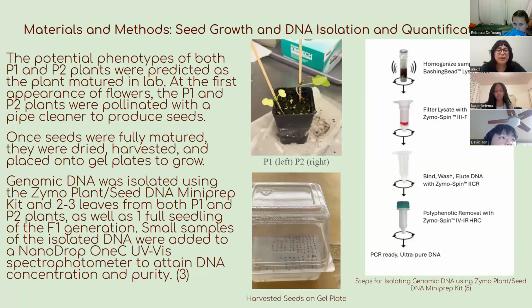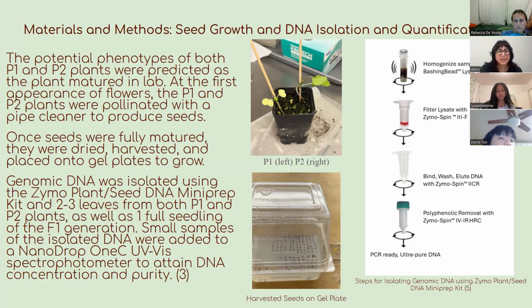For materials and methods, the potential phenotype of both P1 and P2 plants were predicted as the plant matured in lab. At the first appearance of flowers, the P1 and P2 plants were pollinated with a pipe cleaner to produce seeds. Once the seeds were fully matured, they were dried, harvested, and placed onto gel plates to grow.